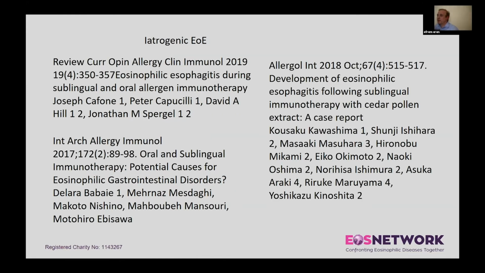And as Sharon said, there is iatrogenic evidence. So patients that undergo oral immunotherapy, usually to pollens, dust mite, and also food desensitization, where orally they're exposed to food allergens, there is an increased incidence of EoE developing in these patients. So is there a link there?